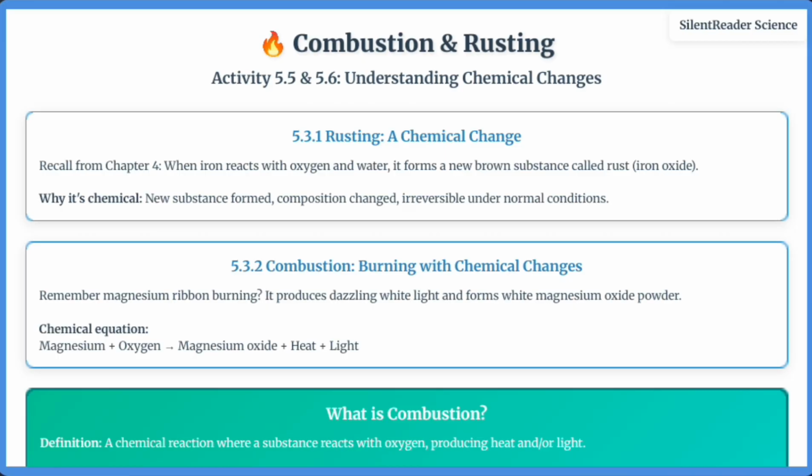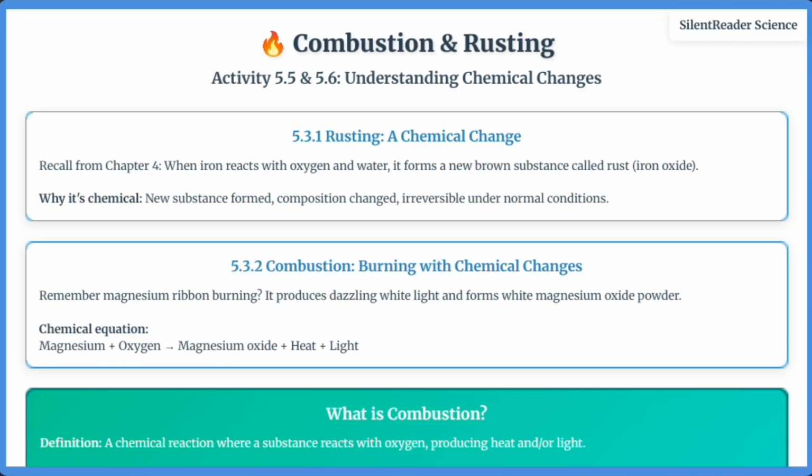Let's examine two important chemical changes: rusting and combustion. Rusting occurs when iron reacts with oxygen and water to form iron oxide, a new brown substance. This is definitely a chemical change. Combustion involves substances reacting with oxygen to produce heat and light. Remember the magnesium ribbon burning with a dazzling white flame. It forms magnesium oxide, a new white powder. Substances that undergo combustion are called combustible substances.